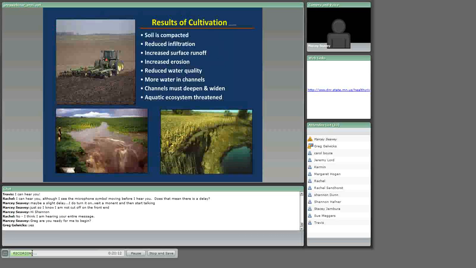Some of the results of cultivation, soil is compacted and this reduces infiltration of water, and this increases surface runoff, increasing erosion, reduced water quality, more water in the channels at one time. Channels must deepen and widen to accommodate these higher flow events, and this has deteriorated aquatic ecosystems.